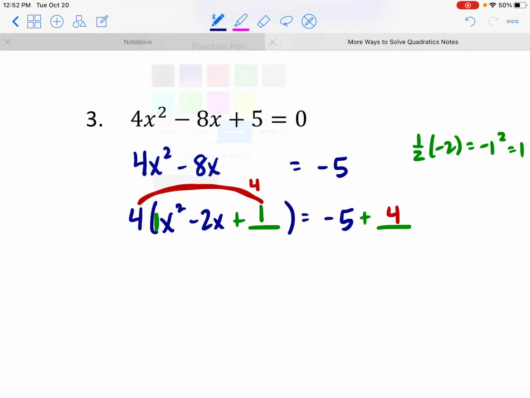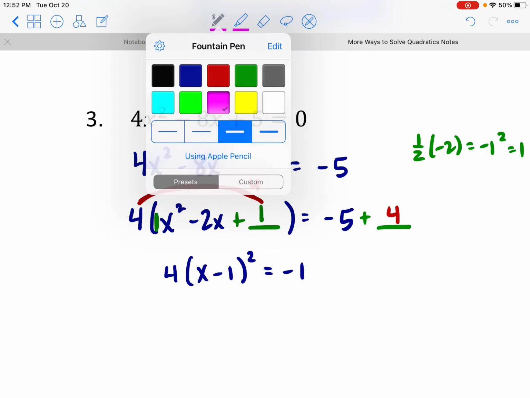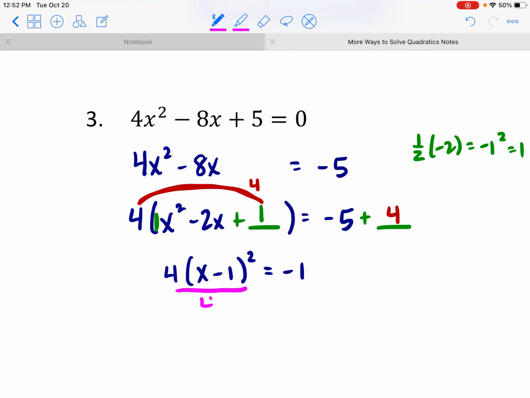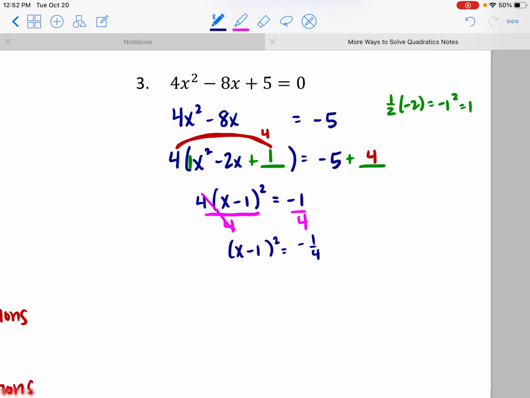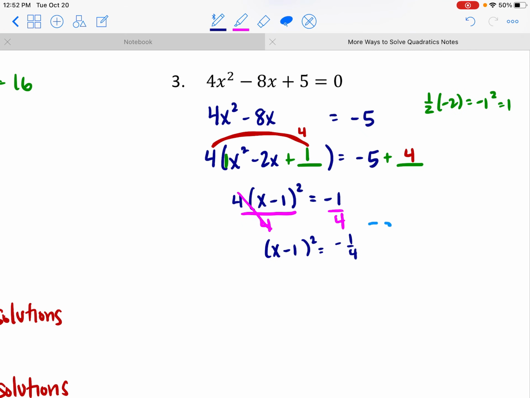So what we're going to be looking at here is 4 times x squared minus 2x plus 1 becomes an x minus 1 squared. And then on the other side, negative 5 and positive 4 makes a negative 1. Now I got to divide that 4 over. And so I have x minus 1 squared equal to negative 1 fourth. And now, oh, I got space. Let me give myself a little more room.